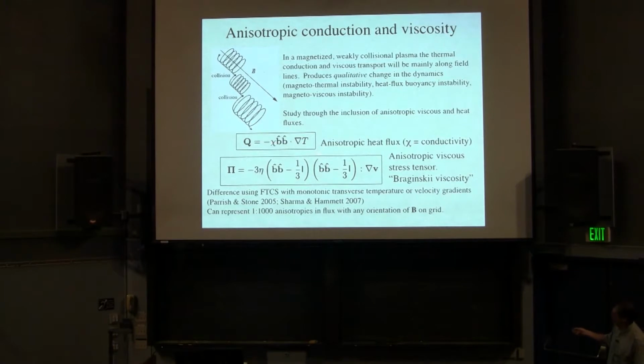So the appropriate form of the heat flux is this vector q here, where b hat is the normal vector representing the magnetic field direction in your local field direction. So only b dot grad T is non-zero. Only gradients along the magnetic field produce the heat flux. Gradients perpendicular to the magnetic field produce no heat flux because you can't have electrons moving perpendicular to the magnetic field. So in fact, what you want to add in are these anisotropic heat fluxes. In the case of viscosity, this kind of anisotropic viscosity is called Braginskii viscosity.